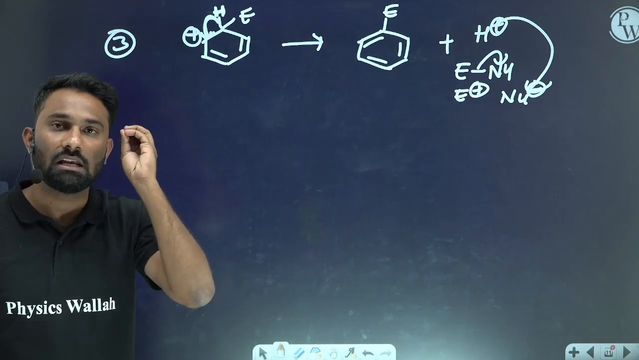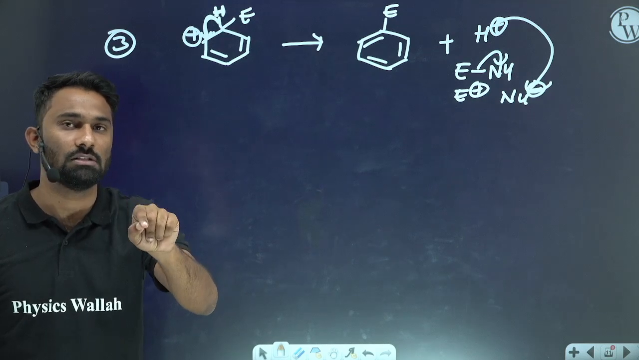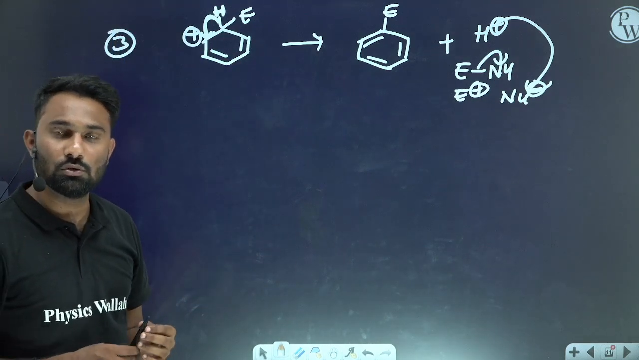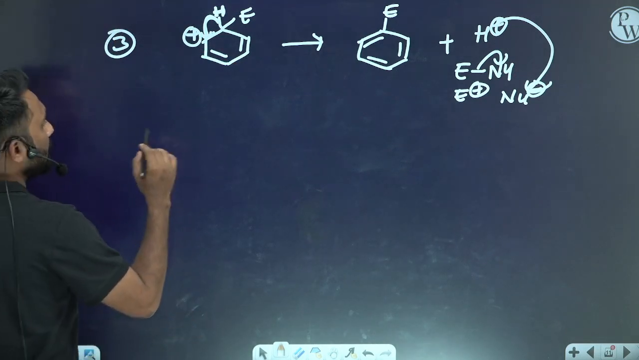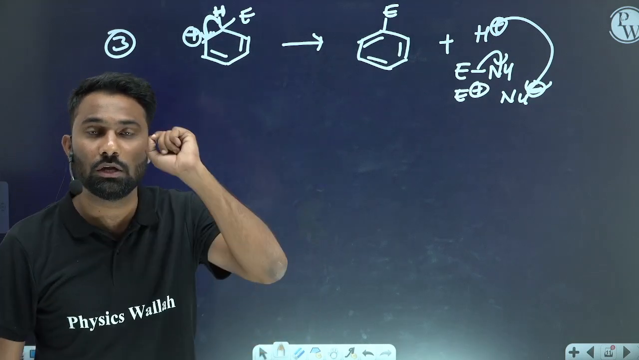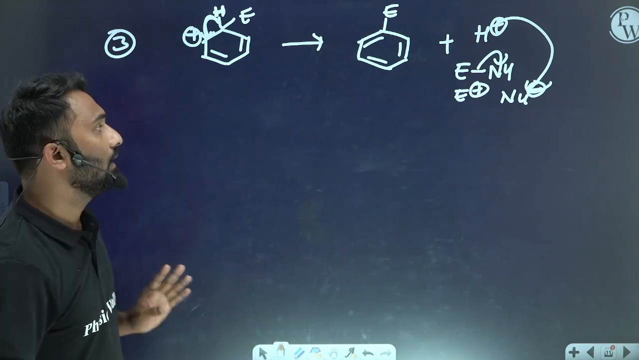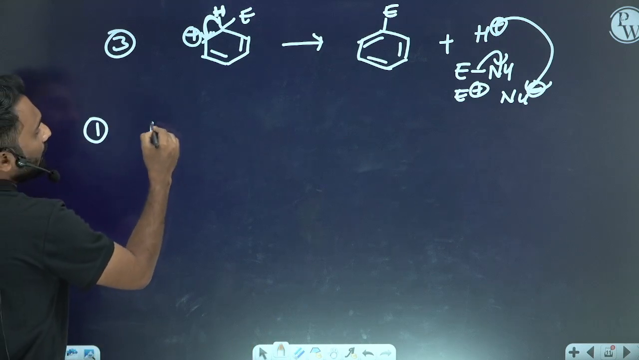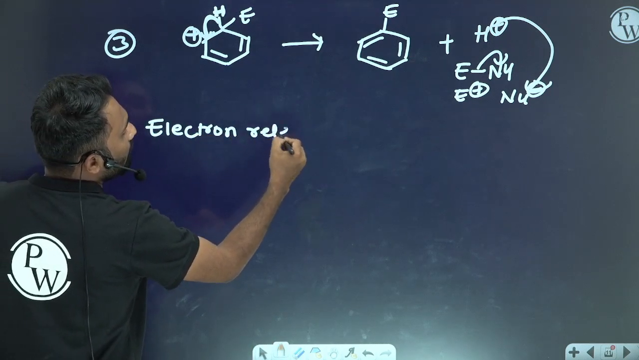Whatever reaction we are going to study in electrophilic substitution reactions, only these steps will be followed. Now these points are very, very important. If you remember this point, you can predict the answer very fast just by seeing the question itself. First, electron releasing groups.